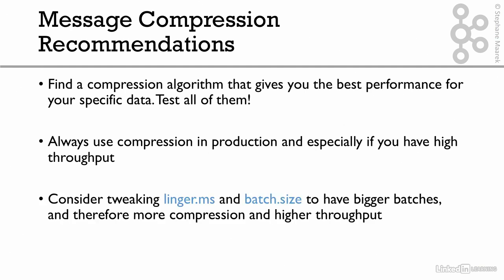Finally, and we'll see this in the next lecture, there are two other settings called linger milliseconds and batch size, which control how big the batch is. Because we've seen that the bigger the batch, the better the compression, that's something we definitely want to tweak. But overall, use compression. In the next lecture, we'll see linger milliseconds and batch size, and then we'll go hands-on to understand how to build a high throughput producer.